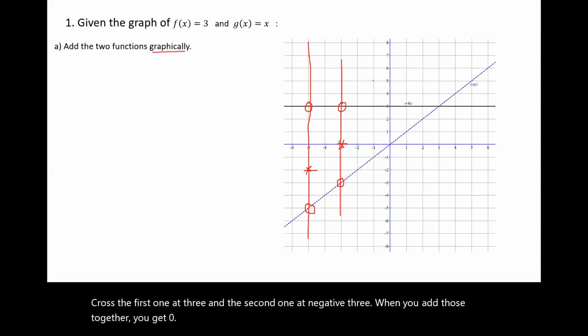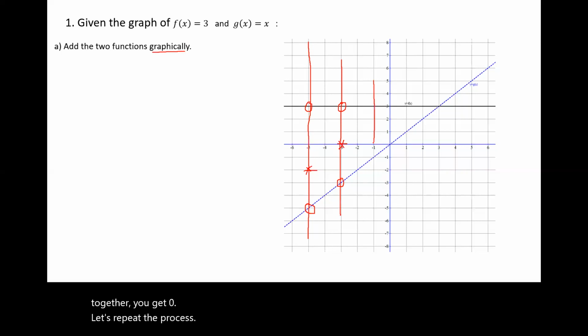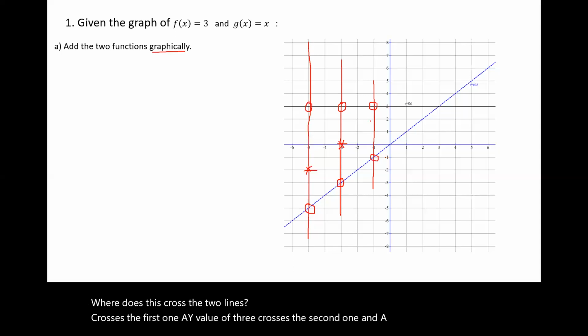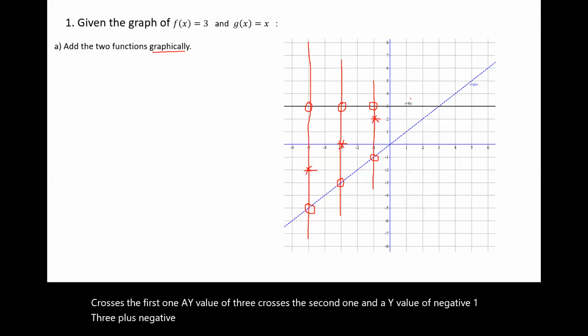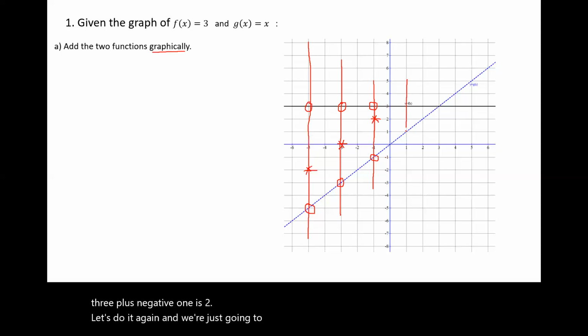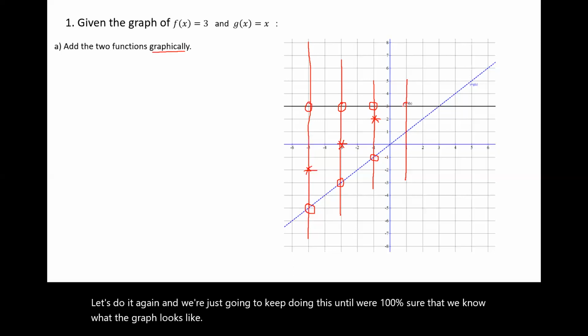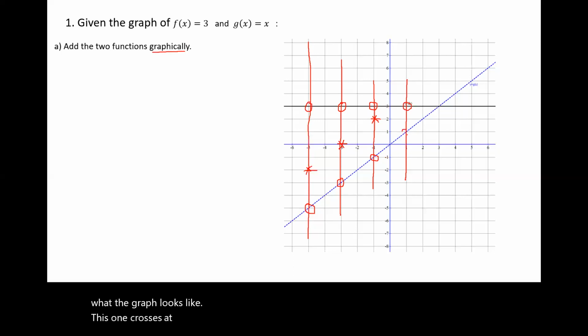Let's repeat the process. Where does this cross the two lines? Crosses the first one at a y value of 3, crosses the second one at a y value of -1. 3 plus -1 is 2. Let's do it again, and we're just going to keep doing this until we're 100% sure that we know what the graph looks like. This one crosses at 3, this one crosses at 1, 3 plus 1 is 4.